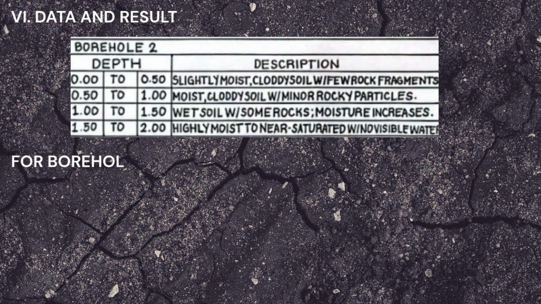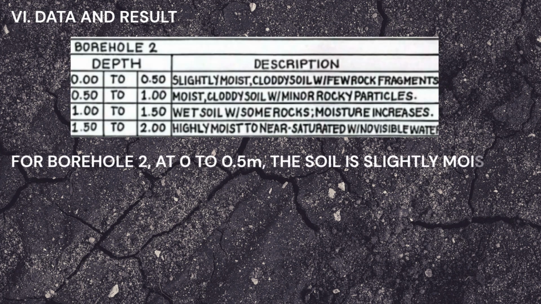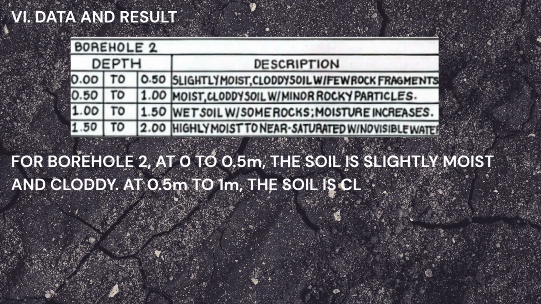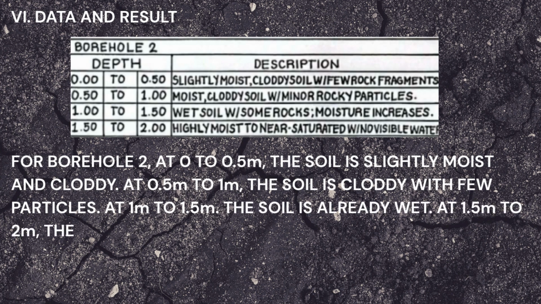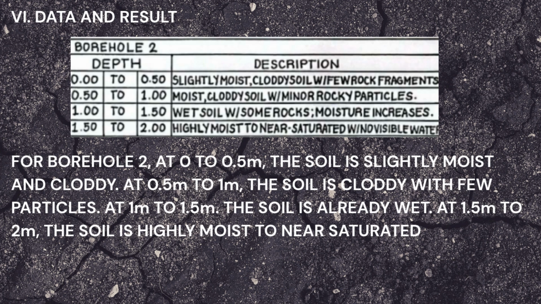For borehole 2 at 0 to 0.5 m, the soil is slightly moist and cloddy. At 0.5 m to 1 m, the soil is cloddy with few particles. At 1 to 1.5 m, the soil is already wet. At 1.5 m to 2 m, the soil is highly moist to near saturated.